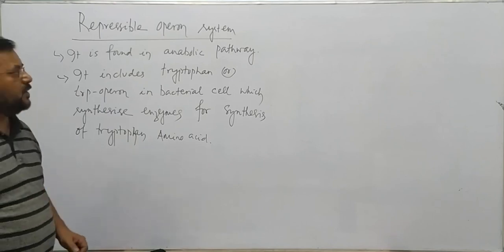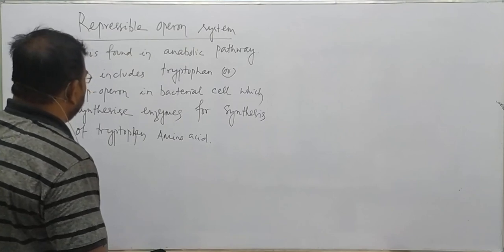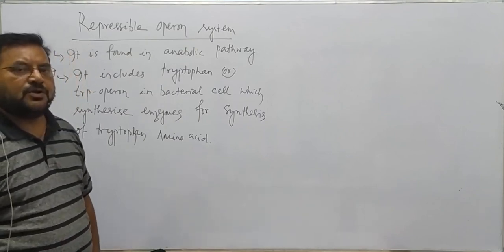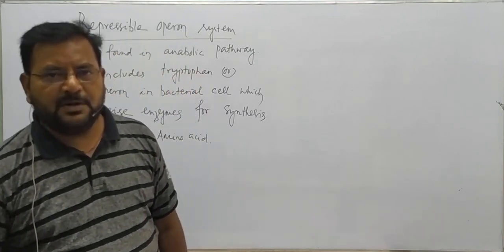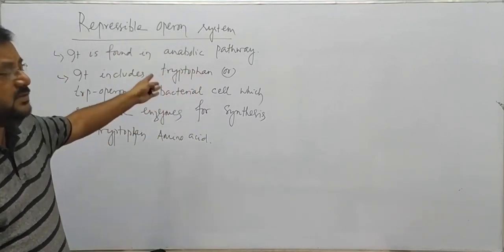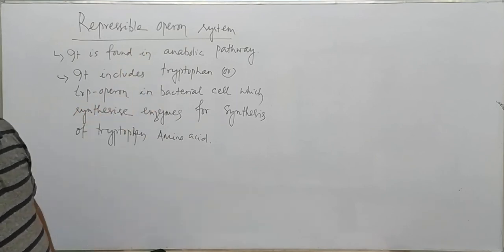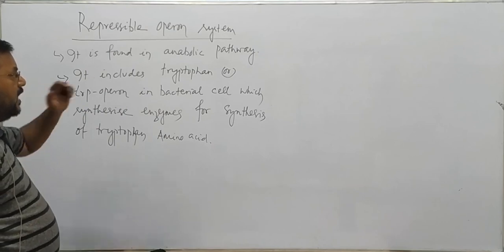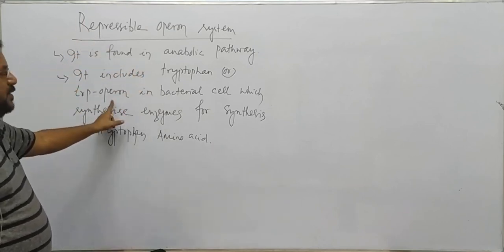So the repressible operon system is found in the anabolic pathway. This anabolic pathway is the constructive pathway. We have studied that the lac operon is the catabolic pathway because here lactose is degraded, but here tryptophan is synthesized. So it acts in a constructive pathway, that is called the anabolic pathway. And the example of this repressible operon is the trp operon.